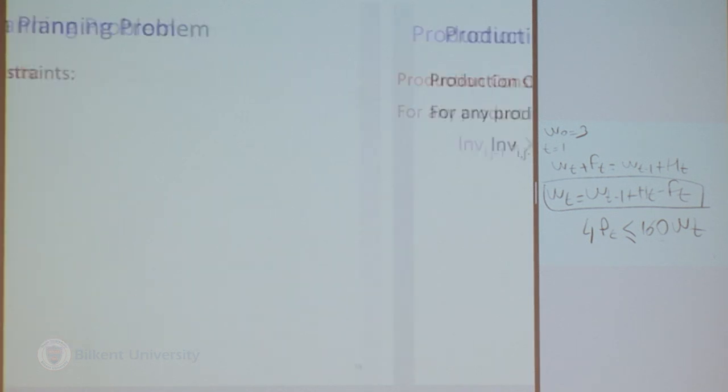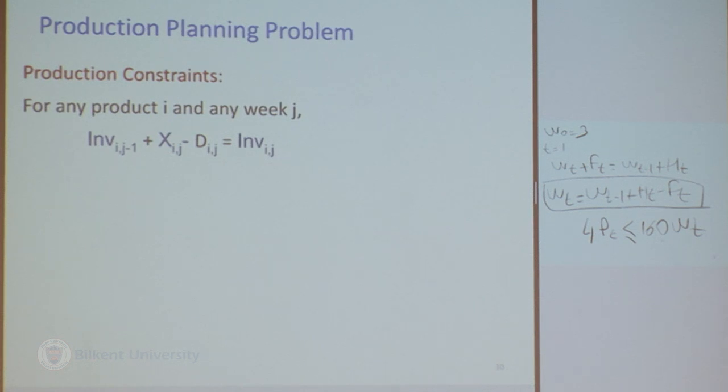Production constraint. This is the inventory balance we did previously, but this time there are different types of products. So inventory of product i in period j-1, coming from the previous period, plus what I have produced this month, minus the demand of this month, is what goes to my inventory to be used next month or the month after. That is the inventory balance equation.